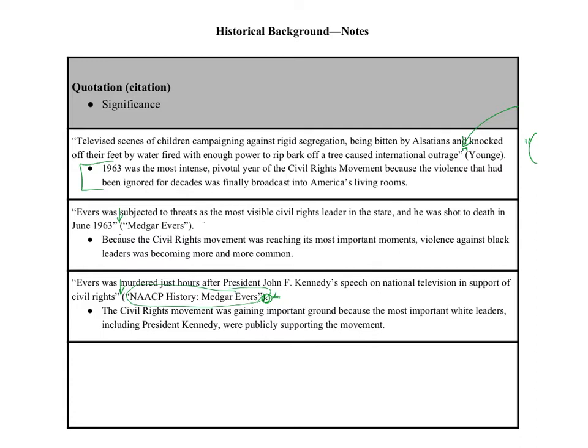What made it significant? Why did I include it? So this one about the televised scenes of violence against African Americans, I said 1963 was the most intense, pivotal year of the civil rights movement because the violence that had been ignored for decades was finally broadcast into America's living rooms. So I explained why the quote was important to my main idea, what it has to do with the movement itself. Since this is the historical background page, that's what I'm setting up here. What was going on in American society, what was changing in American society that, in this case it's a song, what the song talks about.